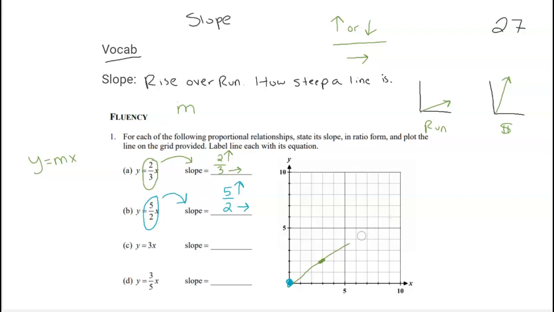See if I can do this in one fell swoop. Almost. So starting from our origin, we're going to go up 1, 2, 3, 4, 5, and then right 1, 2. We're going to go up 1, 2, 3, 4, 5, right 2. Again, you guys do not need to do this on your paper. You can if you want to, but you don't have to.